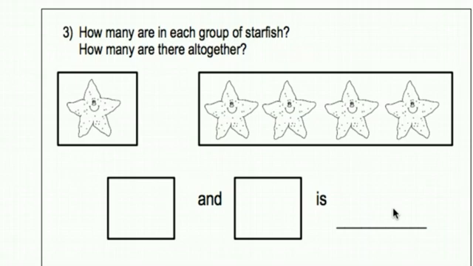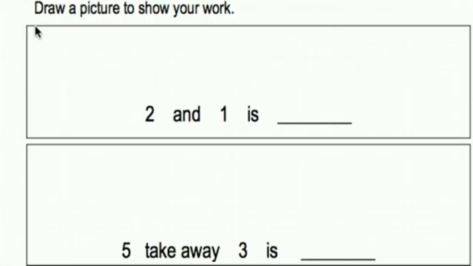Keep in mind, if you need to stop, please pause and then come back so that we may continue on to the next question. Okay, let's put your pencil on number 4. Number 4 is at the bottom of your paper and it's below number 3. Question is, solve the following problems. Draw a picture to show your work.